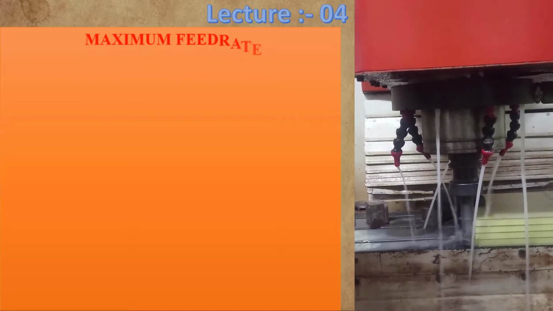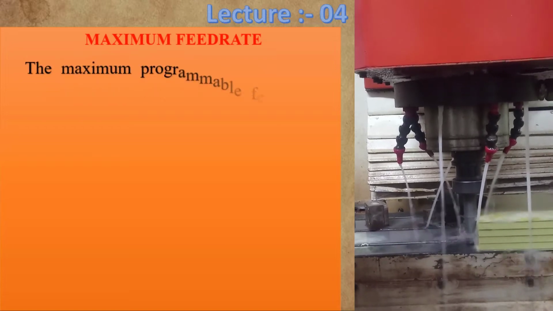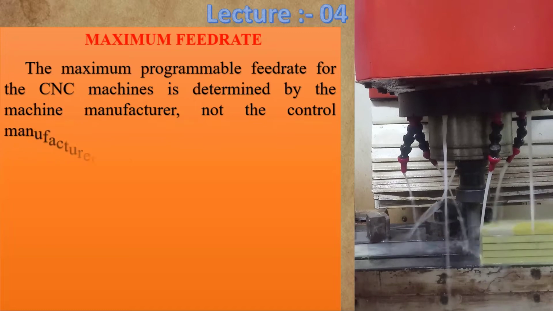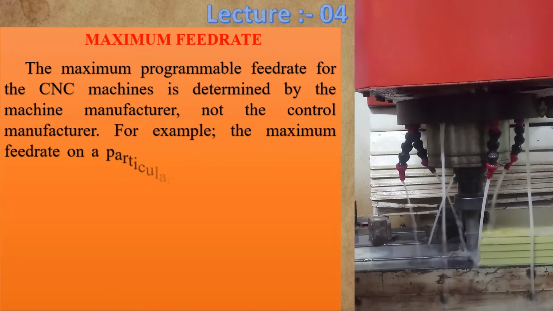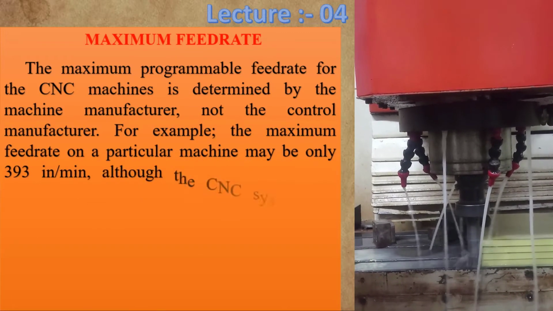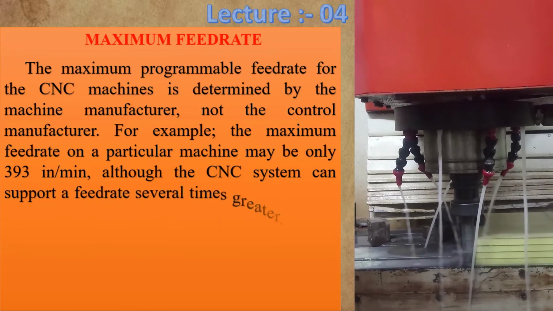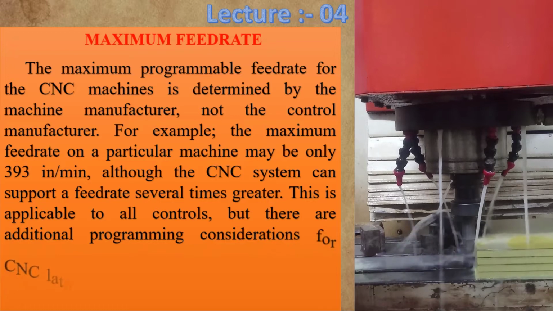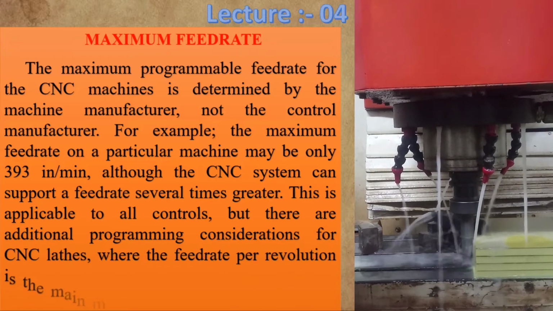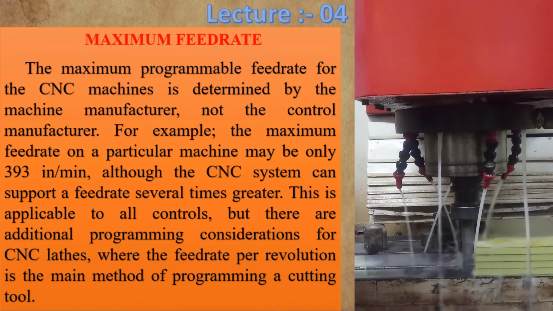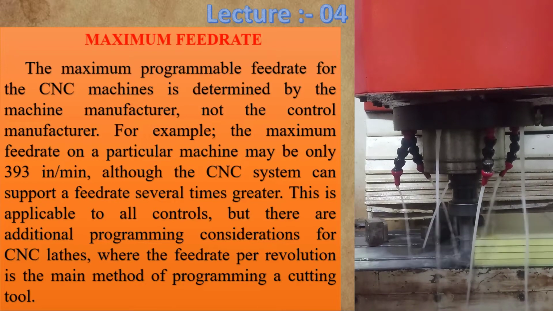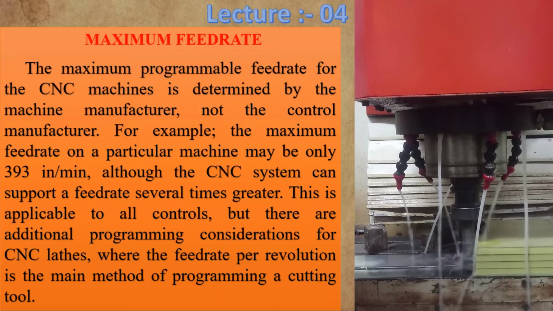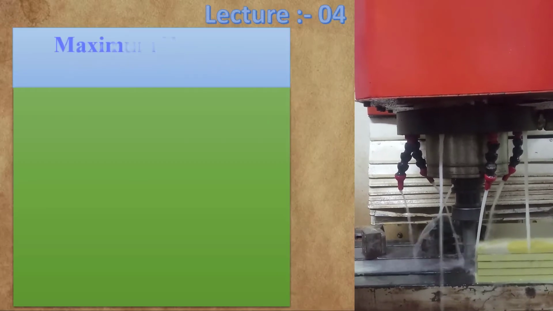The next topic is the maximum feed rate. The maximum programmable feed rate for CNC machines is determined by the machine manufacturer, not the control manufacturer. For example, the maximum feed rate on a particular machine may be only 393 inch per minute, although the CNC system can support a feed rate several times greater. This is applicable to all controls, but there are additional programming considerations for CNC lathes, where feed rate per revolution is the main method of programming a cutting tool. The maximum feed rate considerations.